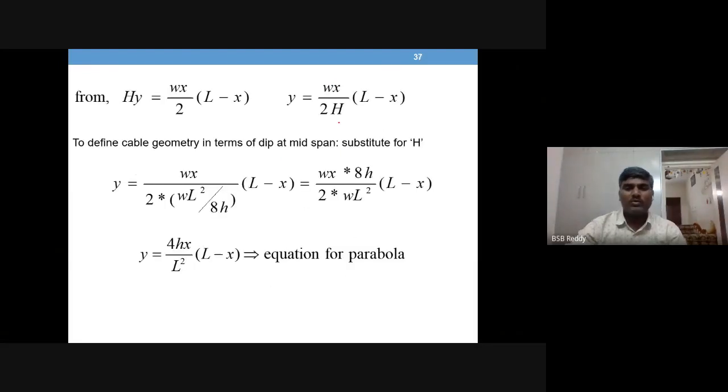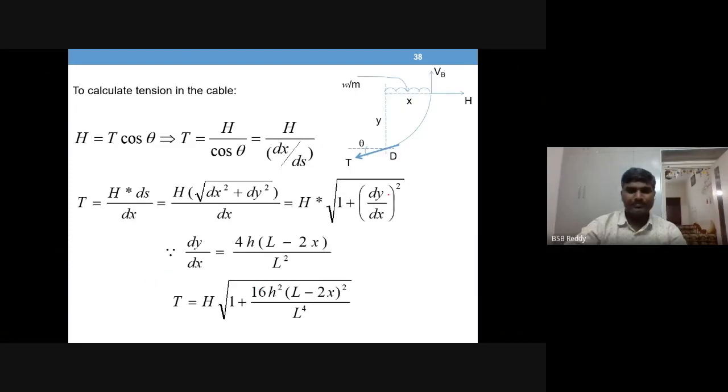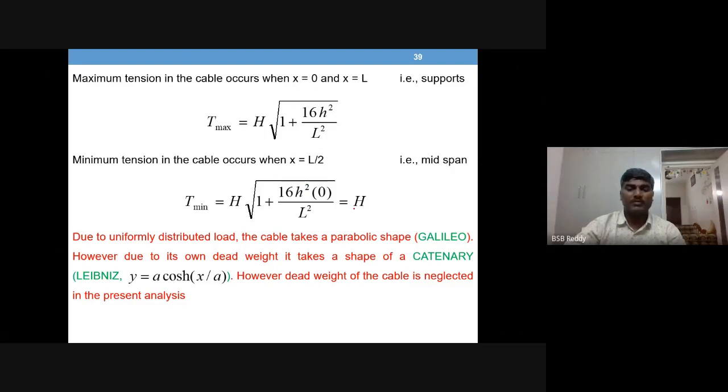Then we proved that the equation of the deflected shape is a parabola. Then we took a section in the cable and derived the formula for tensile force in the cable: T is equal to H into square root of 1 plus 16 H square into (L minus 2X) whole square divided by L power 4. We substituted for X to get the minimum and maximum values. The minimum tension in the cable will be H, and the maximum will depend on the sag and the span.